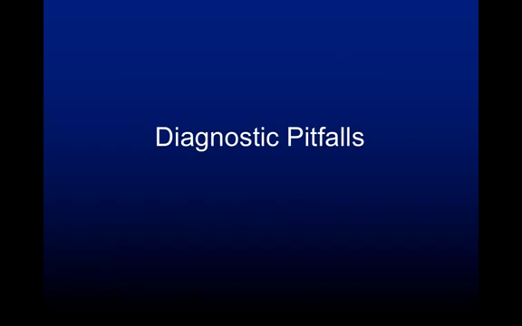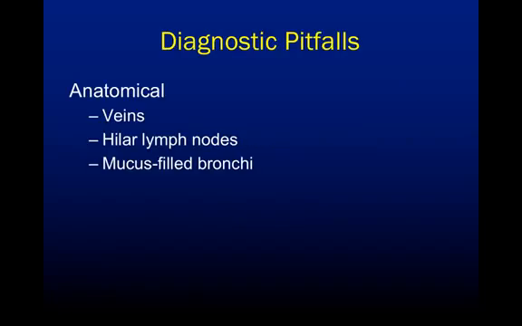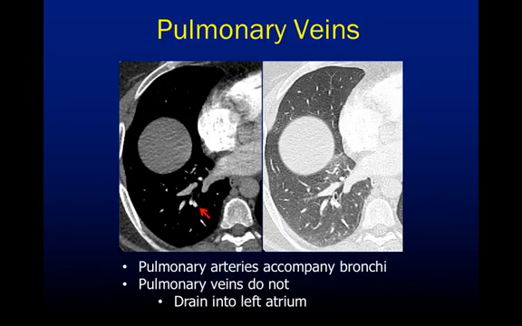There are, however, many diagnostic pitfalls in CT that you need to be aware of. The first group are anatomical. Veins, hilar lymph nodes, mucus-filled bronchi can mimic acute PE. It's important to know your anatomy so you can differentiate pulmonary veins that may not be opacified due to the timing of the imaging acquisition from pulmonary arteries.